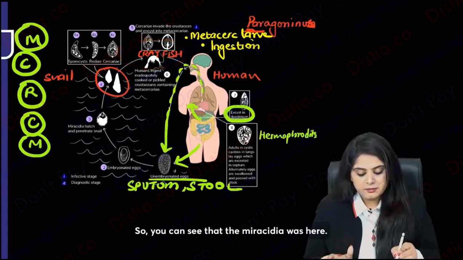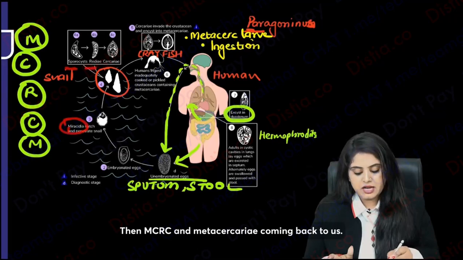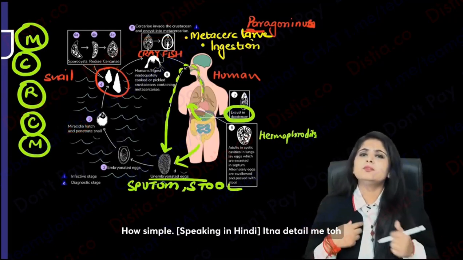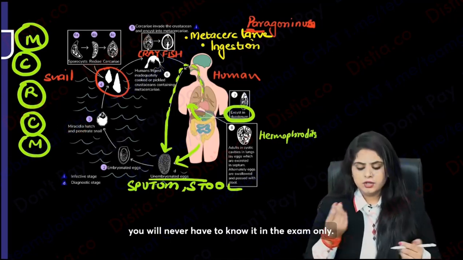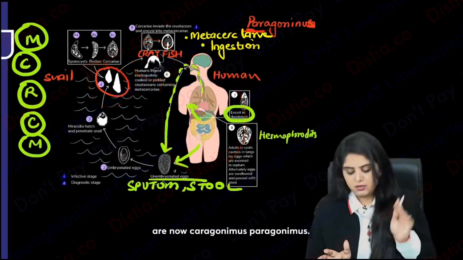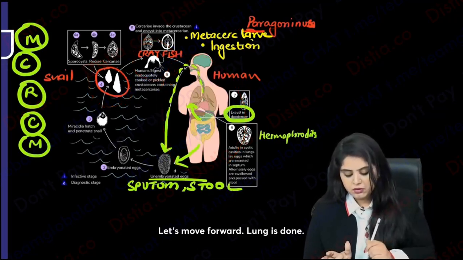So you can see that the miracidia was here, then MCRC and metacercaria coming back to us. How simple. Itna detail mein you will never have to know it in the exam only. You will anyway look at the human and the snail and the crayfish and know Paragonimus. Let's move forward. Lung is done.